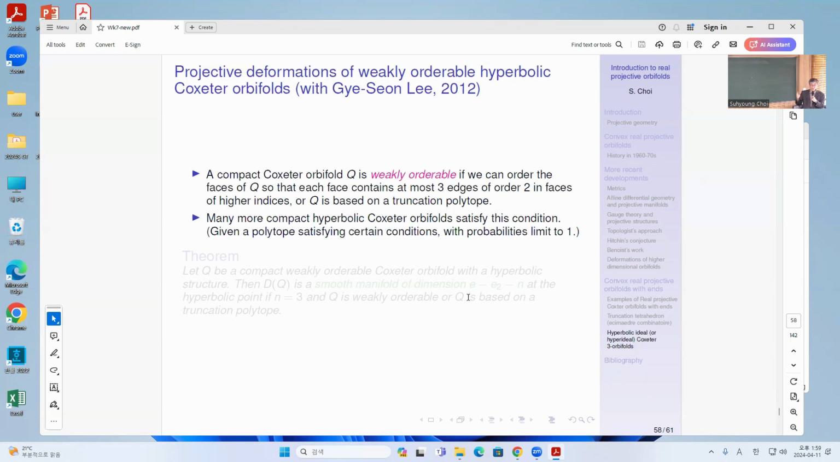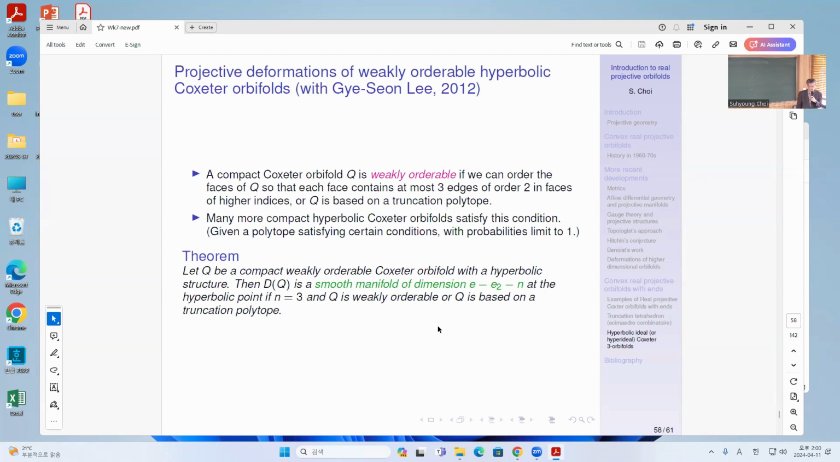So in this case, what you need is that these order 2 edges have to come from the faces of higher order. Okay, so if you don't have that, then this is weakly orderable, or it's based on a truncation polytope. So there are many compact hyperbolic 3-orbifolds satisfying these conditions.